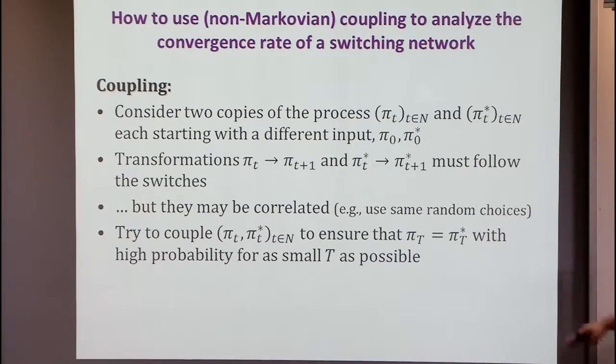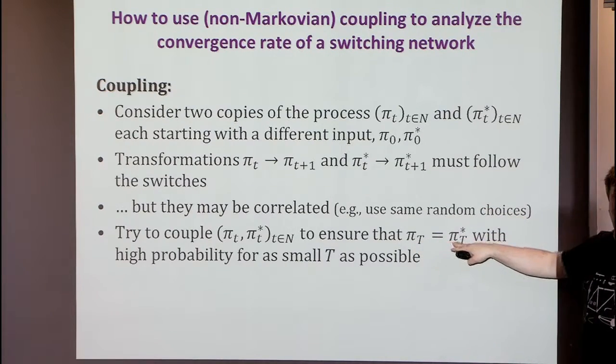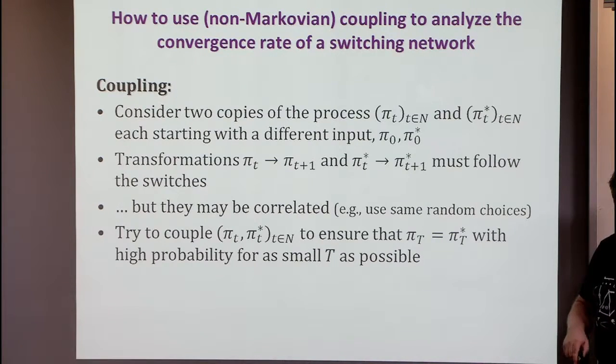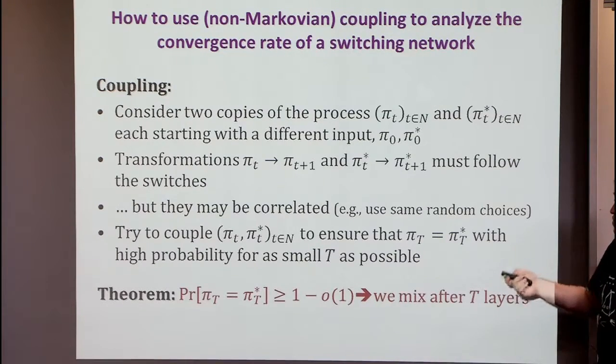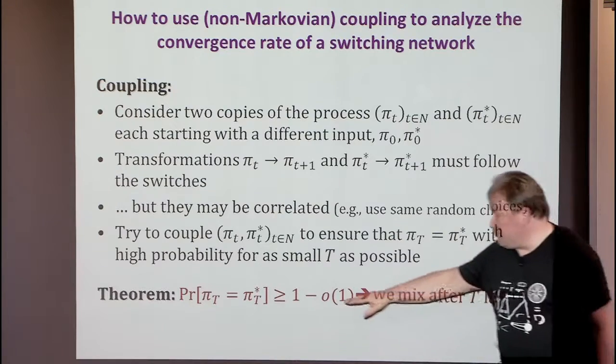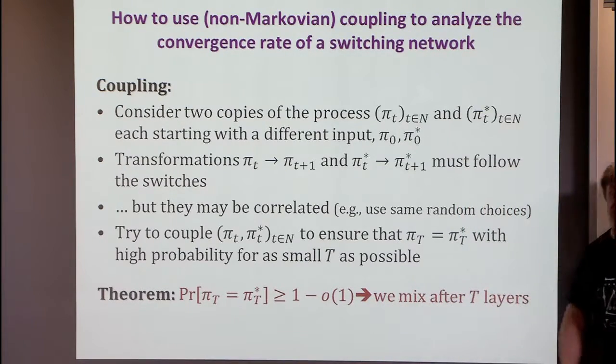And our goal is to couple these two processes so that pi_t will be equal to pi_t star for as small t as possible. That's what coupling is doing. And then we have the theorem that if they are the same after t steps, so if with good probability they are the same after t steps, then the chain will mix after t steps.